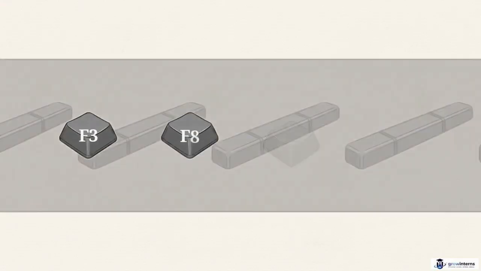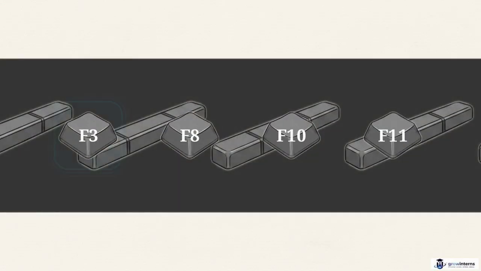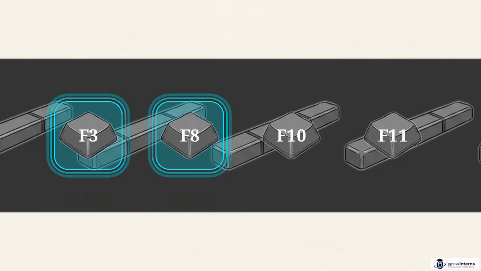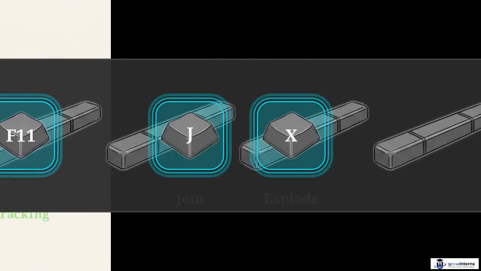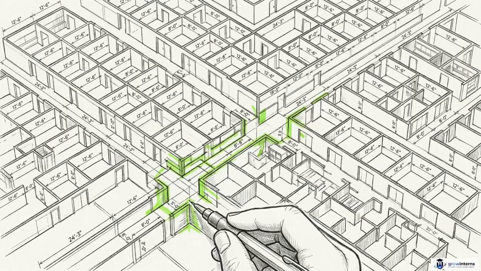These shortcuts are your primary tools for precision: F3 for OSNAP, F8 for ortho, F10 for polar tracking, F11 for tracking vectors, and the J and X keys for join and explode. Mastering these mathematical constraints separates a guessing amateur from a professional, preparing you to apply these rules to complex, real-world floor plans.